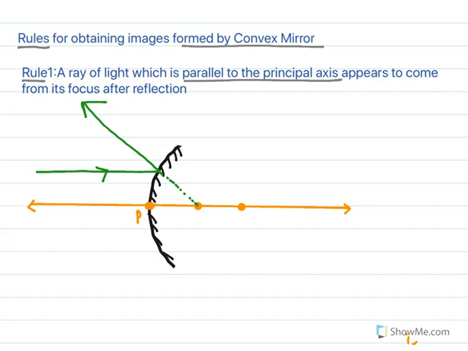This is the pole, here is the center of curvature, and this is the focus. So after it reflects, it appears to come from the focus. So I repeat again, a ray that comes parallel, after reflection appears to come from the focus.